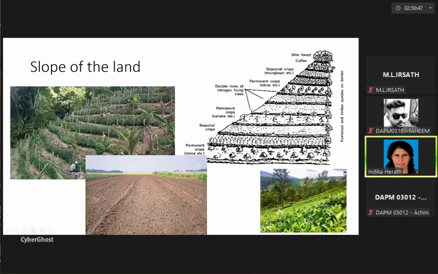Okay, so those who have not seen slopey lands, these are examples of slopey land. When it comes to slopey land, you can see that the erosion hazard is very high. How can erosion happen? Erosion generally happens when water flows along the slope.